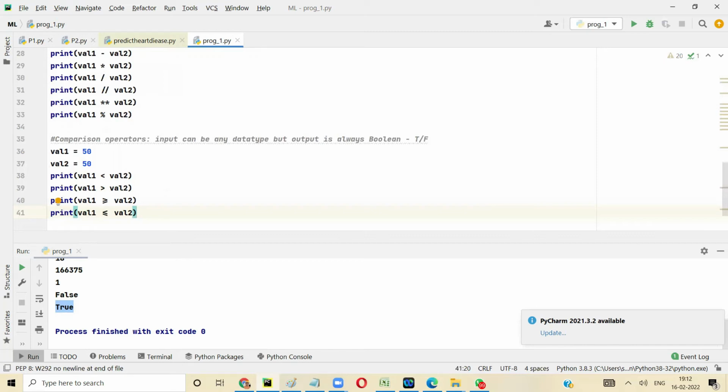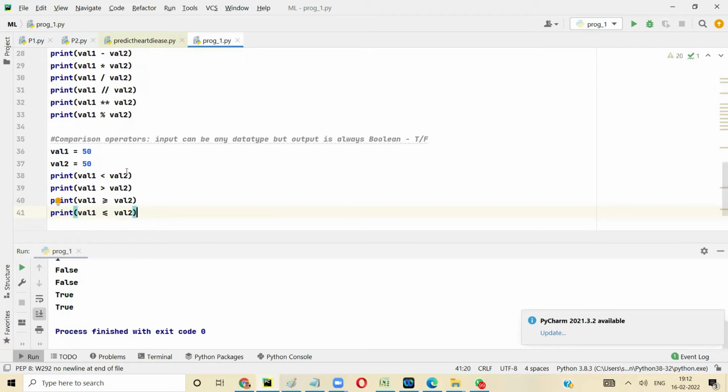Sir, first two conditions are false, and second, third and fourth are true. Okay, first and second false, yes, and third and fourth true, yes. Sudeep, did you understand this?